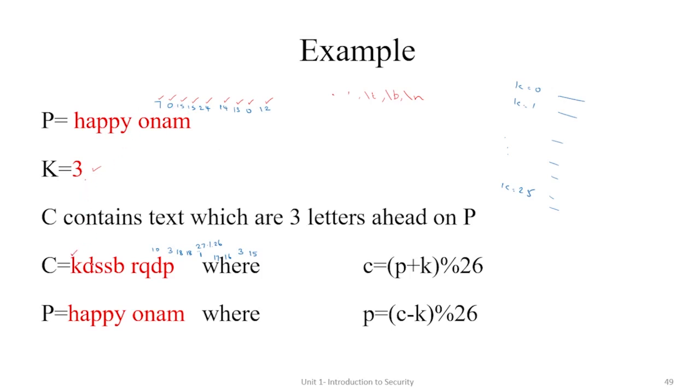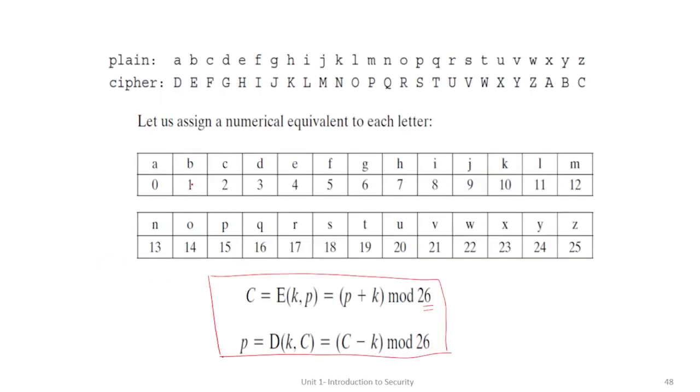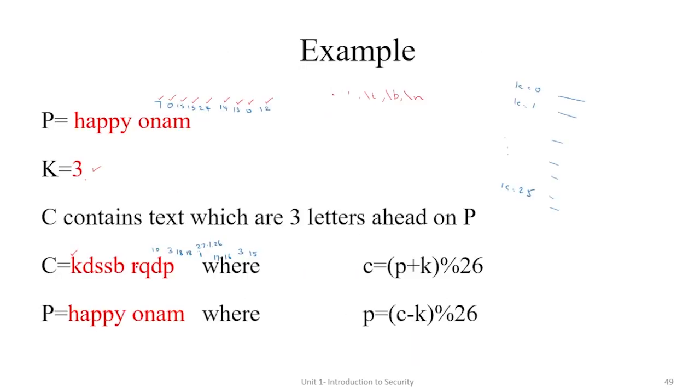0 plus 3, third. So the third letter is D. 15 plus 3, 18. The 18th letter is S. If you take 24, 24 plus 3 is 27. 27 is greater than 26. So if you do 27 mod 26, you get the remainder as 1. So the number 1 represents B. So in this way, we can write the answer. So here the values are 10, 13, 8, 18, 18, 1, 17, 16, 3, 15.